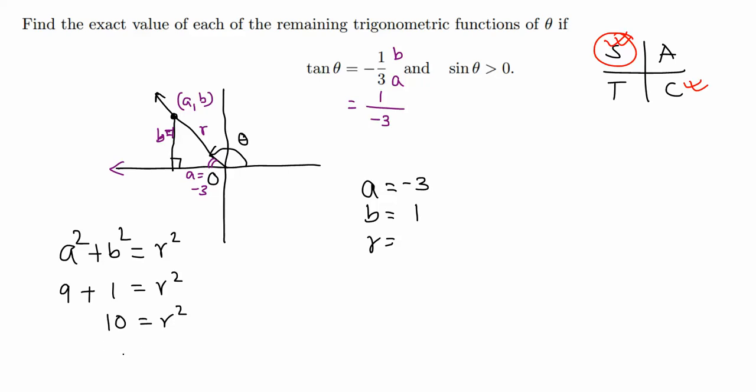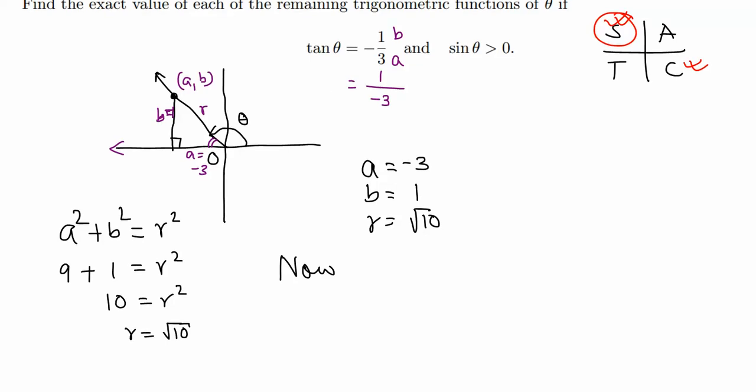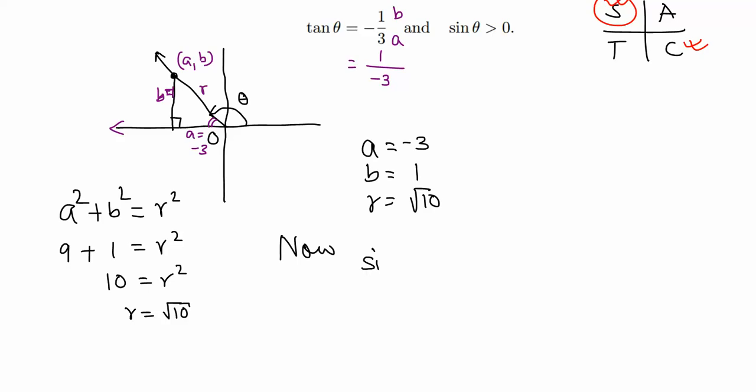Take square root both sides. R is square root of 10. And this is R, so square root of 10. And R is always positive. Now we want to find all 6 trig function values. Tangent is given. We are supposed to find 5, but let me list all of them.